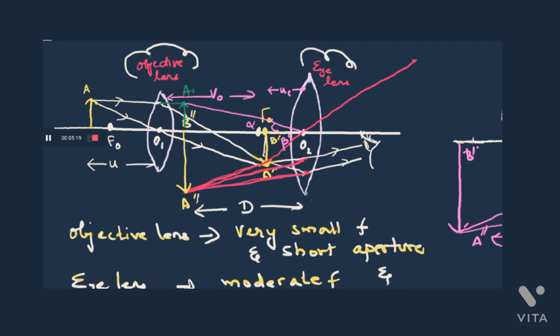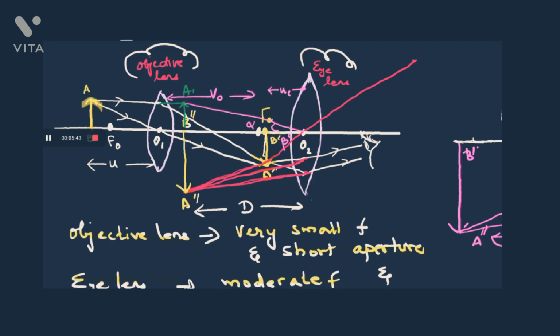If you analyze B double dash A double dash, it will be virtual and erect with respect to B dash A dash, but it will be real and inverted with respect to AB. And this final image A double dash B double dash is at least distance of distinct vision, capital D. So this is the detail about it.